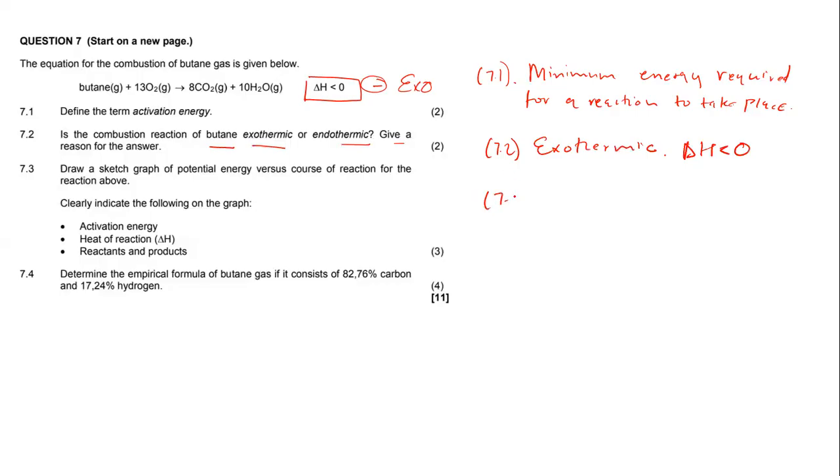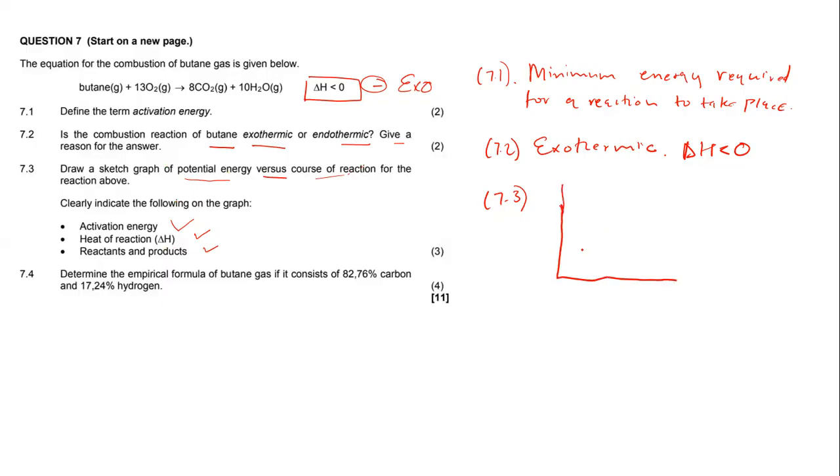Now, 7.3, it says to us, draw a sketch graph of potential energy versus course of reaction for the reaction above. On your graph, indicate the following. On the graph that we are going to draw of potential energy, we're going to have to indicate activation energy, heat of reaction, and reactants and products. And do not forget to label your y-axis and your x-axis. So our graph is going to look like this.